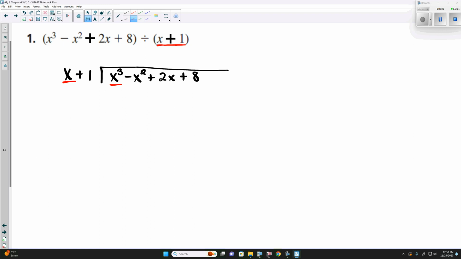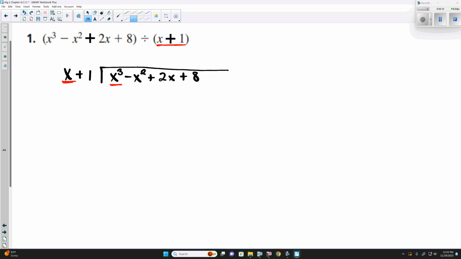To do that, we need to determine what we need to multiply x by to get it to be the same as x to the third. So what times x is x to the third? Not quite, because we're saying x times what gives us x to the third? Because x times x squared is x to the third.